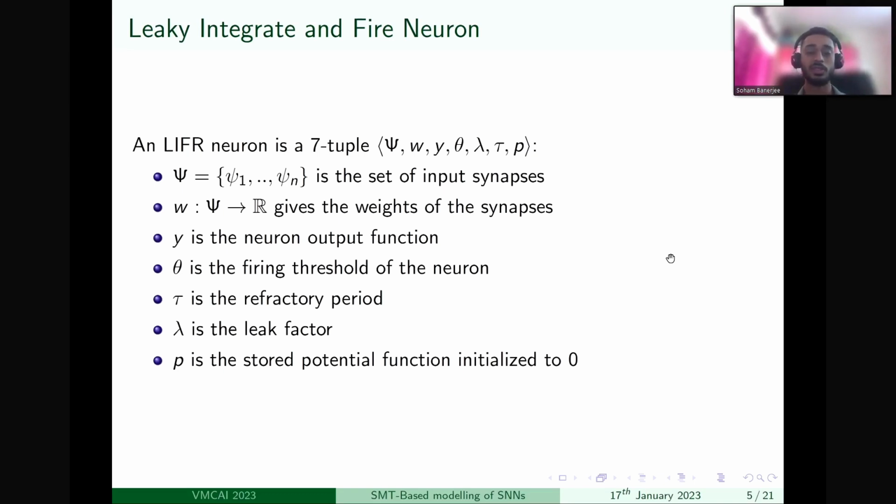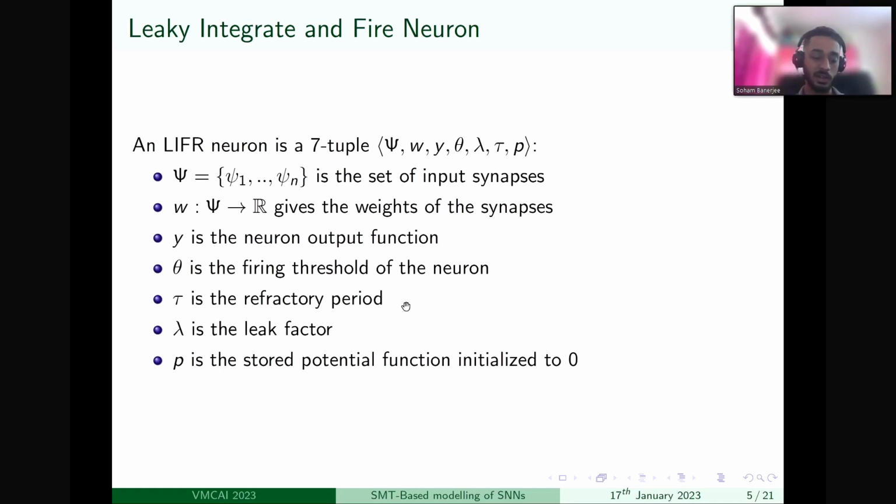Now, an LIFR neuron is a 7-tuple where psi corresponds to the set of input synapses. Weight or W is the weight assigned to each of these input synapses. Y is the output function of the neuron, which is basically the activation function of the neuron. Theta is the threshold of the neuron, which has to be met before it can be fired. Tau, refractory period, is the amount of time a neuron has to wait after sending out a spike before it can start building up potential again.